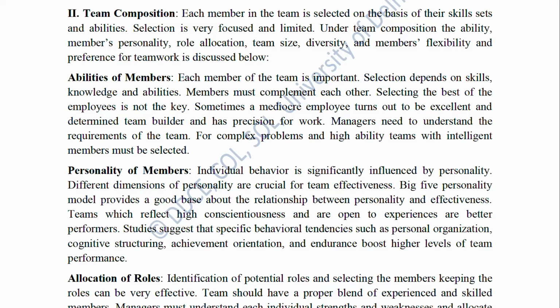Each member of the team is important. Selection depends on skills, knowledge, and abilities. Members must complement each other. Selecting the best of the employees is not the key. Sometimes a mediocre employee turns out to be an excellent and determined team builder and has precision for work. Managers need to understand the requirements of the team. For complex problems and high ability, teams with intelligent members must be selected.